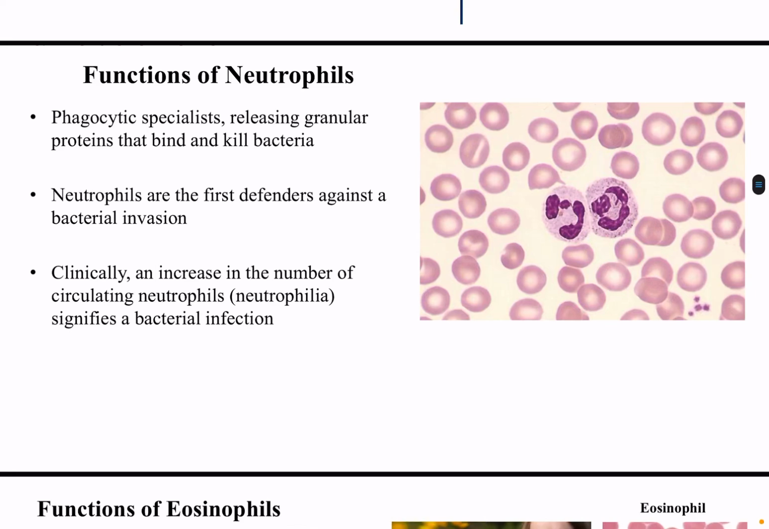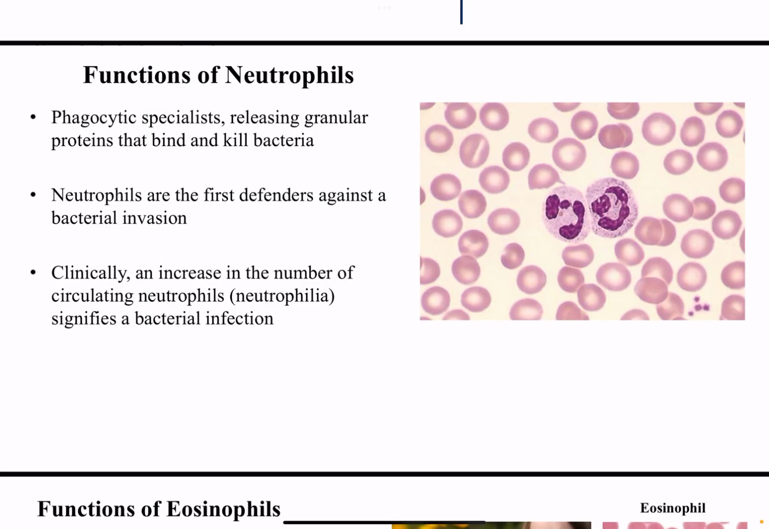The cell associated with acute bacterial infection is the neutrophil. As you see, the neutrophil nucleus is made up of loops, normally 2 to 5 loops. It is a phagocytic cell. An increased number of neutrophils is known as neutrophilia, and neutrophilia is an indication of acute bacterial infection.